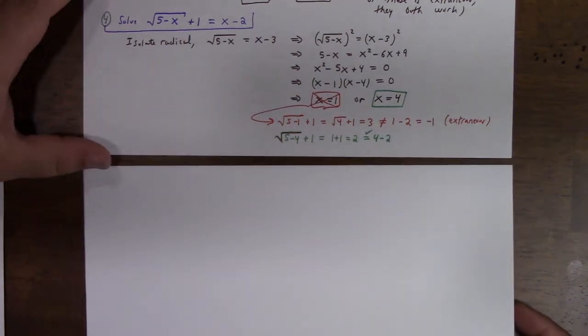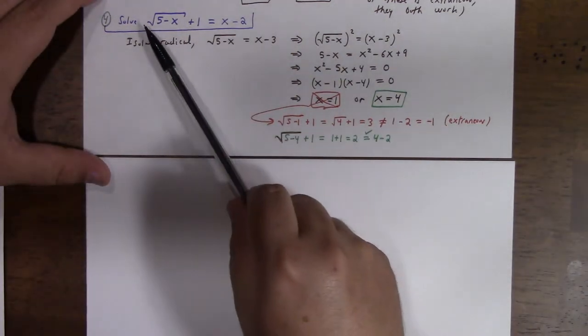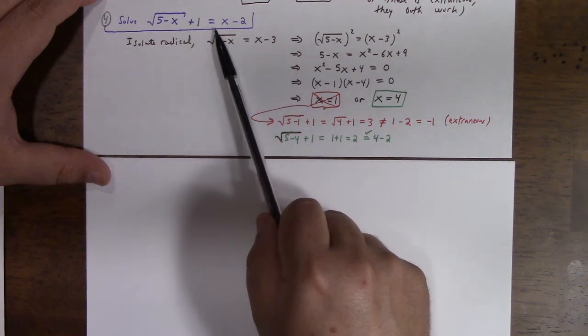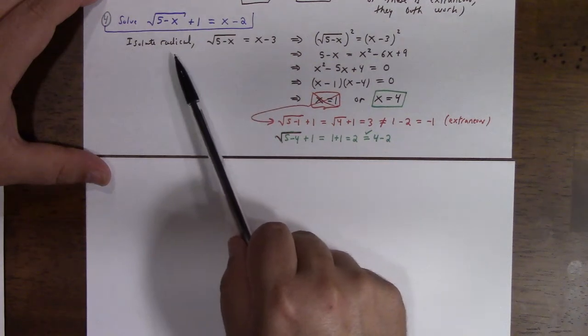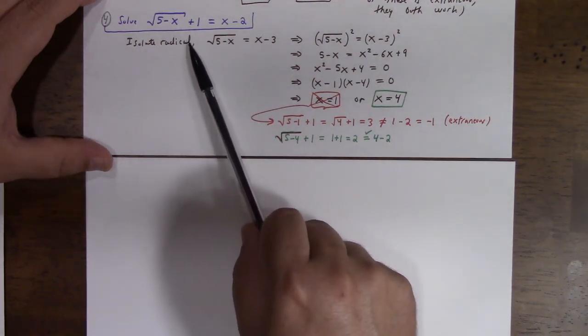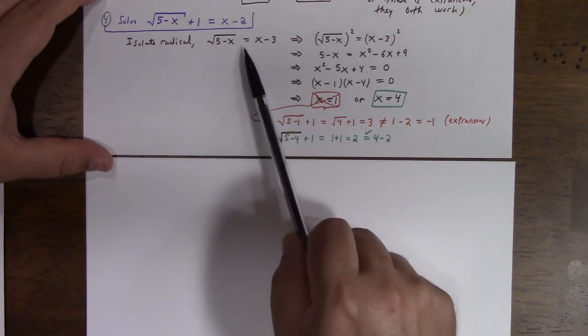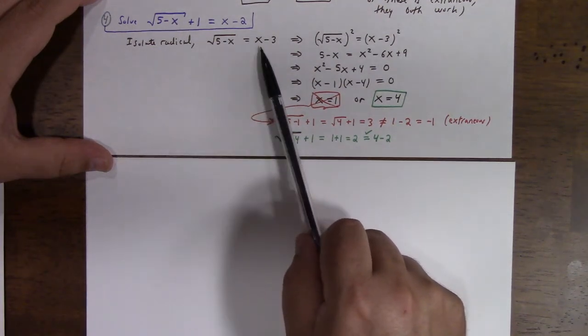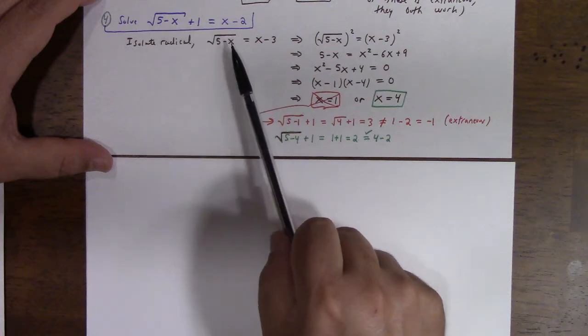All right, so solve the square root of 5 minus x plus 1 equals x minus 2. So first order of business, isolate the radical. So square root of 5 minus x is equal to x minus 3. I just subtracted 1 from both sides.